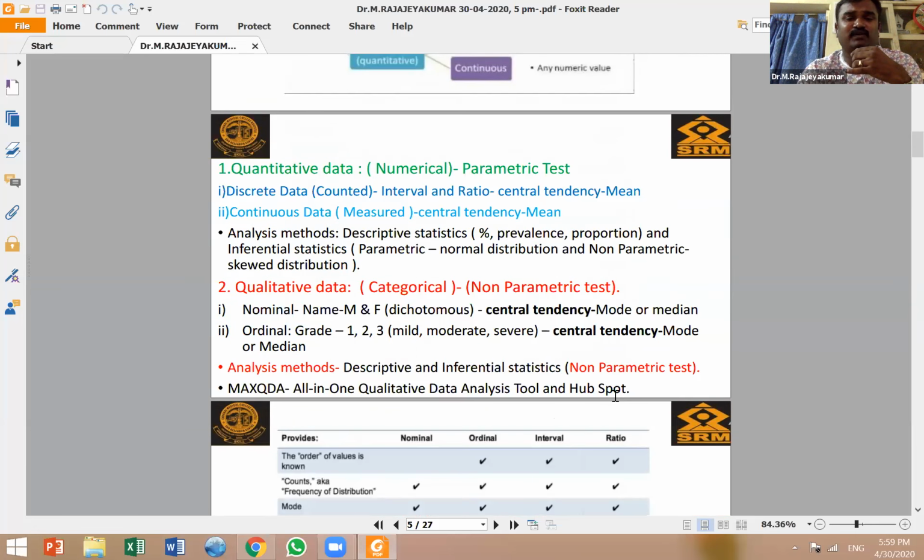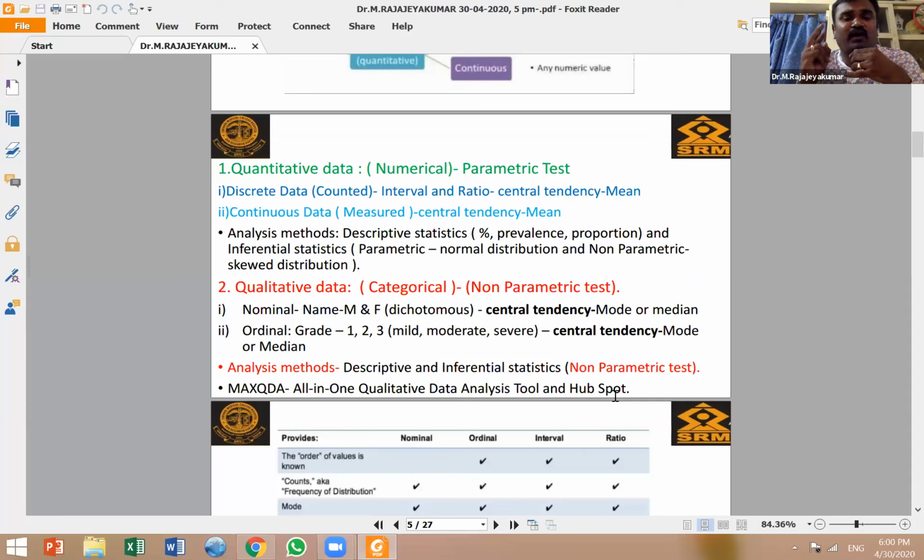Then coming to clarification here: quantitative data is numerical data. Always you can use a parametric test, and sometimes we can use a non-parametric test, depending on whether it follows a normal distribution or not. If it follows a normal distribution or normal curve, we can use parametric. Otherwise, you can use non-parametric for skewed distribution. For most statistical analysis we can use descriptive statistics, meaning percentage, prevalence, and proportion, and also inferential statistics, parametric or non-parametric. If it follows a normal distribution, you can use parametric; for skewed distribution, non-parametric.